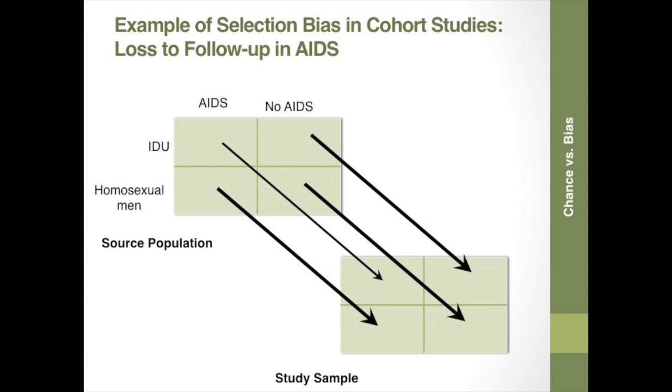Assume also that injection drug users are more likely to become lost to follow up because of less social support. Therefore, the frequency of informative censoring differs between the IDU and the homosexual men groups, being more common in the IDU group. The result of all this is selection bias. There is an underestimation of the incidence of AIDS among IDU people relative to homosexual men.